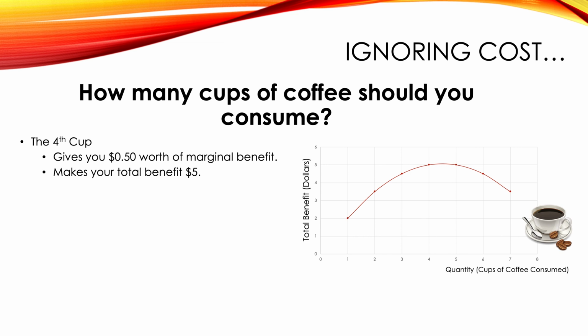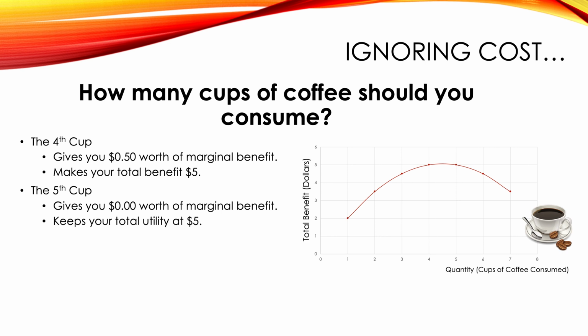So that means you got 50 cents worth of marginal benefit from that fourth cup, making your total benefit $5. But now let's talk about the fifth cup of coffee. The fifth cup of coffee gave you $0 worth of marginal benefit. Well, how can you tell? Well, your total benefit after drinking 4 cups was $5. Then you drank a fifth cup and your total benefit remained $5. And so there you go.